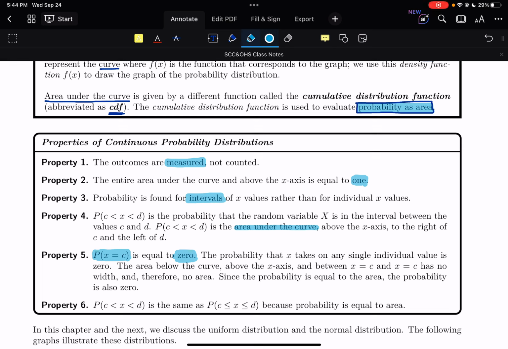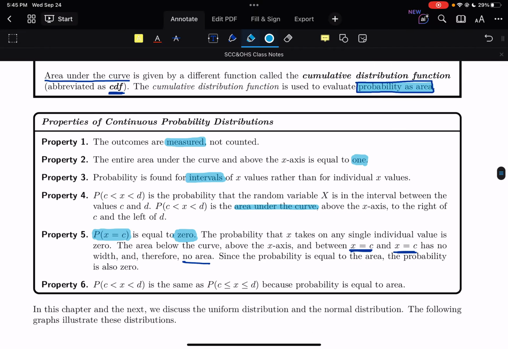Because when you think about it in terms of area, if we look at the area below the curve between c and c, so between a number and itself, there is no area, right? If you drew a curve and I said I want to find the area from here to here, and it's the exact same thing, there is no area there, meaning there is no probability individually.